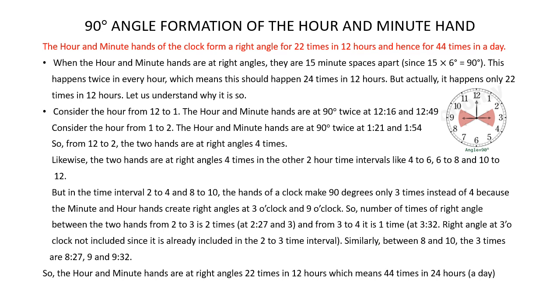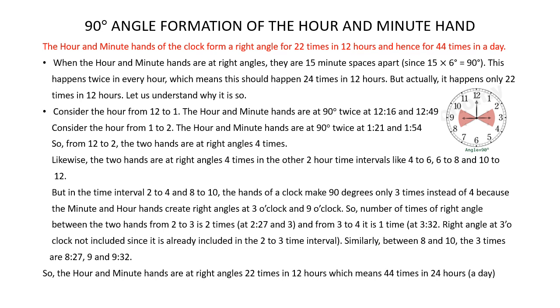Now if we consider that the two hands are at right angles 4 times in every 2-hour time interval, then they should form right angles 24 times in 12 hours. But actually it happens only 22 times in 12 hours. Let's understand why it is so.